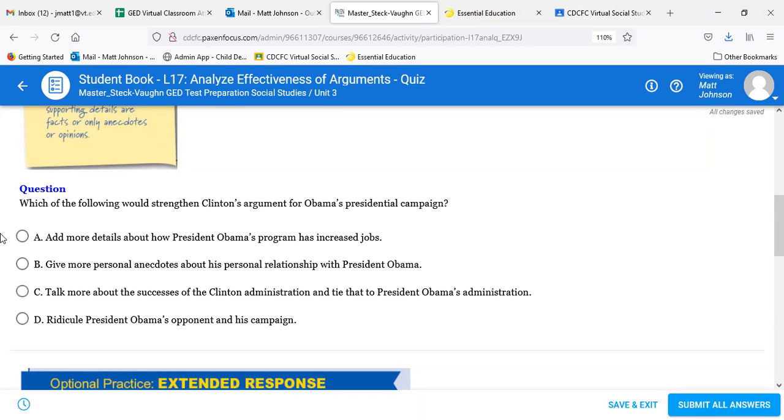Okay, so we have, which of the following would strengthen Clinton's argument for Obama's presidential campaign? A, add more details about how President Obama's program has increased jobs. B, give more personal anecdotes about his personal relationship with President Obama. C, talk more about the success of the Clinton administration and tie that to President Obama's administration. Or D, ridicule President Obama's opponent in his campaign.